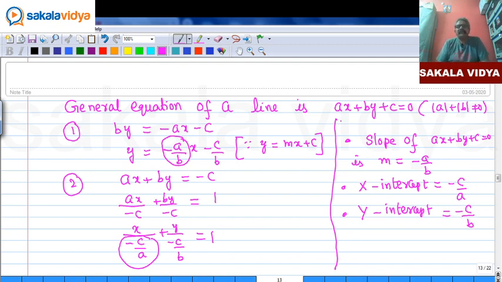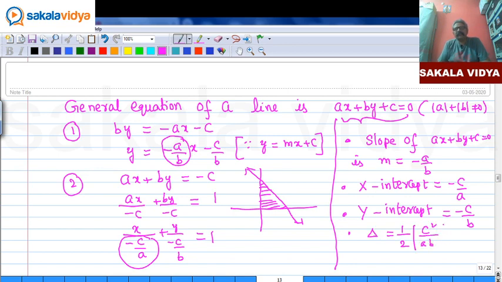And next, the area of the triangle formed by this line with the coordinate axes. For example, the area of the triangle formed by this line with the coordinate axes is given by delta is equal to half mod c square by ab. That means, x intercept into y intercept into half: minus c by a into minus c by b, c square by ab into half. So, this we can find out.